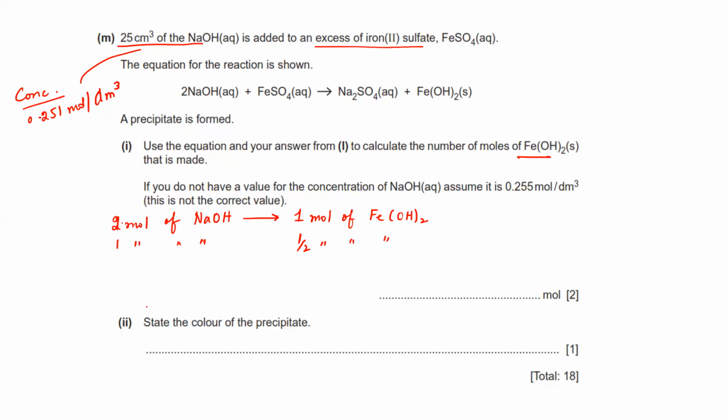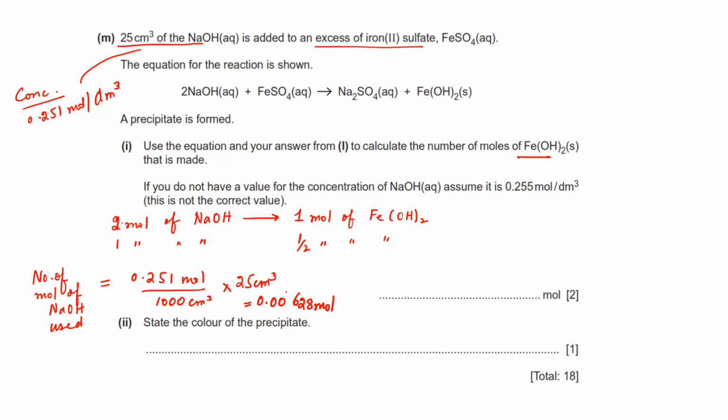So we have to calculate the number of moles of NaOH used. The concentration is 0.251 moles in 1000 centimeter cube, and we have used only 25 centimeter cube. So the total number of moles that are used are 0.00628 moles. So these are the moles of sodium hydroxide that are used.